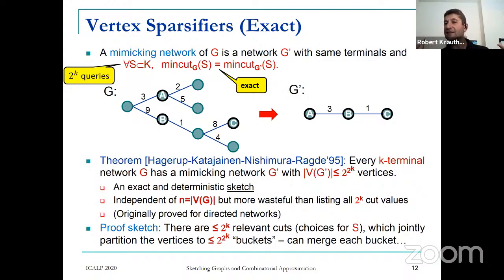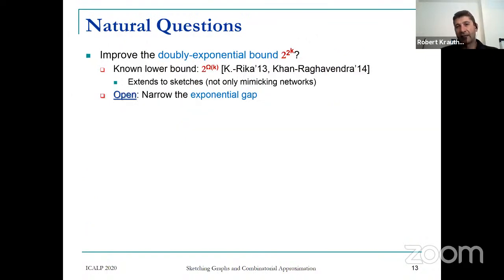You say everything that is in the same bucket, or gets the same label, I merge them into one vertex. That's the whole argument. Why can I merge them into one vertex? Because in every cut, they went to the same bucket, they went together. So I never wanted to separate them. So I might as well merge them, which is equivalent to putting an edge of weight infinity between them, because it was never cut anyway. That's the whole argument, in a nutshell.